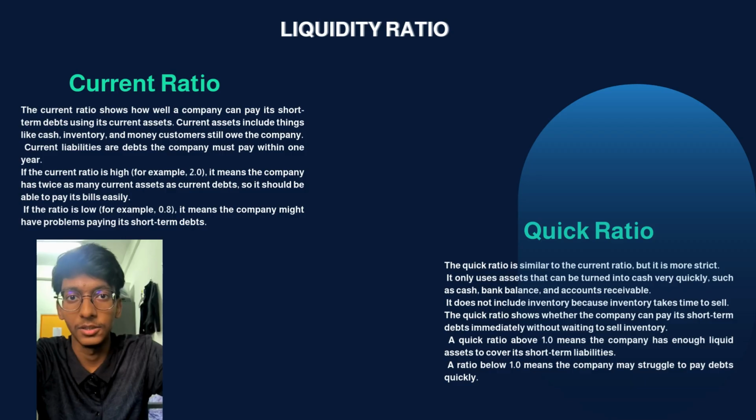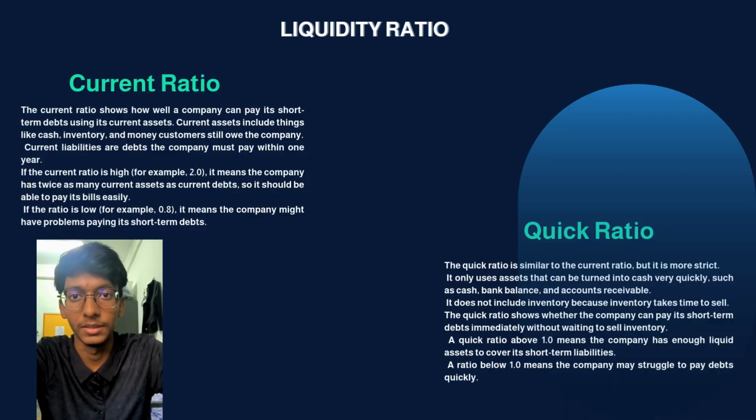A higher current ratio such as 2.0 means the company has twice as many current assets as current debts, suggesting it should have no trouble paying its bills. However, a low current ratio like 0.8 may indicate difficulty meeting short-term obligations.